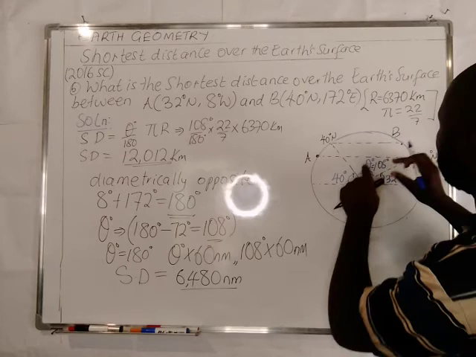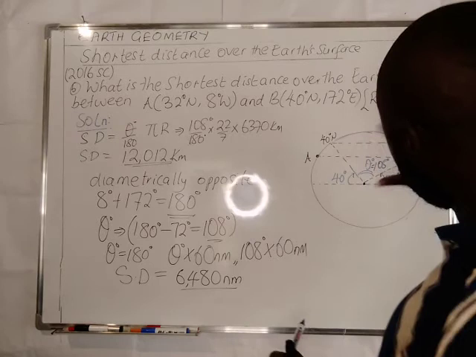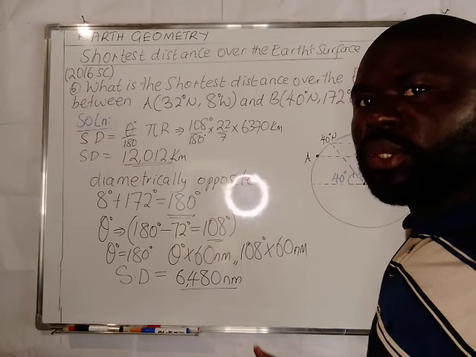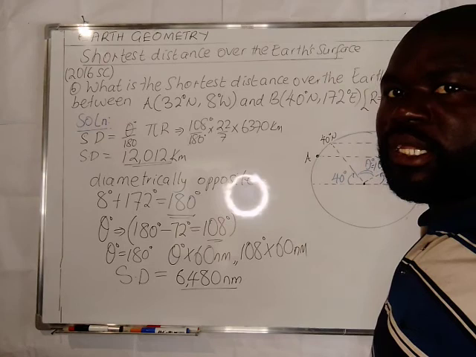So whenever we are calculating shortest distance, our theta is actually this angle here that we have shown. It is not like when you are getting distance along latitudes and longitudes, where we get the difference in either latitudes or longitudes as our theta. When you are getting a shortest distance, the way you get your theta is different from the way you get your theta there. Thank you very much.